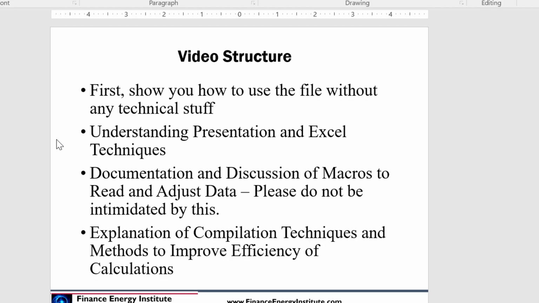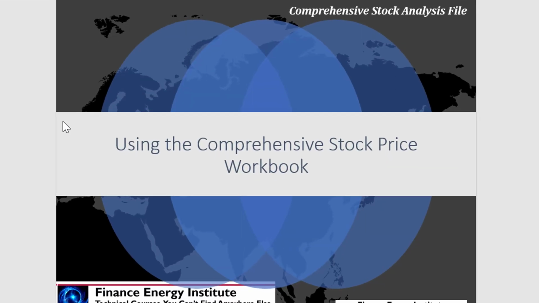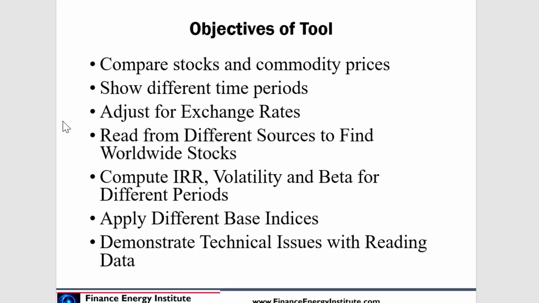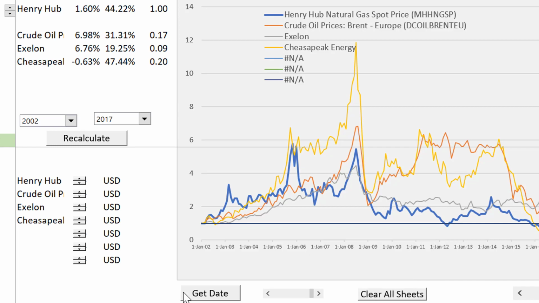Okay, and then how do we really get it more efficient so it doesn't take so long like that other one? So I'll show you a little bit how to compare stock prices and commodity prices, use different time periods, different exchange rates, and so on. Okay, now if you go through this, here's the way it works in general.